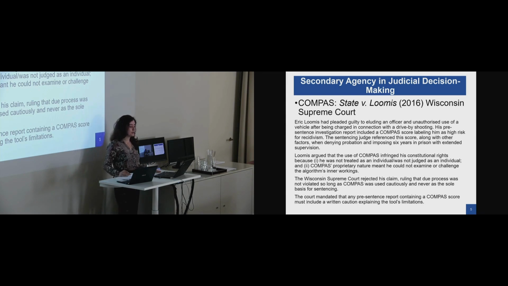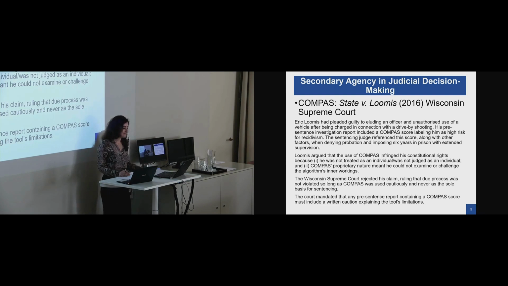And the sentencing judge referenced the score given by this algorithm, along with other factors, when denying probation and imposing a 6 years in prison sentence with extended supervision. And then Loomis argued that the use of this algorithm infringed his constitutional rights because, first, he was not treated as an individual, so he was not judged as a human being, but merely as a data point. And second, that the COMPAS's proprietary nature meant that he could not examine or even challenge the algorithm's inner workings. So he could not have a say in whether all those probabilities were weighed correctly.